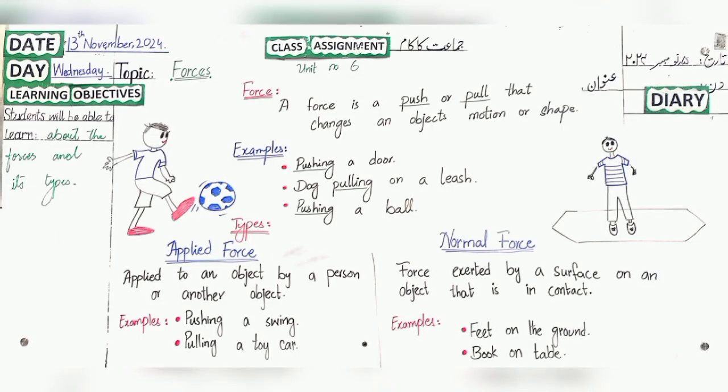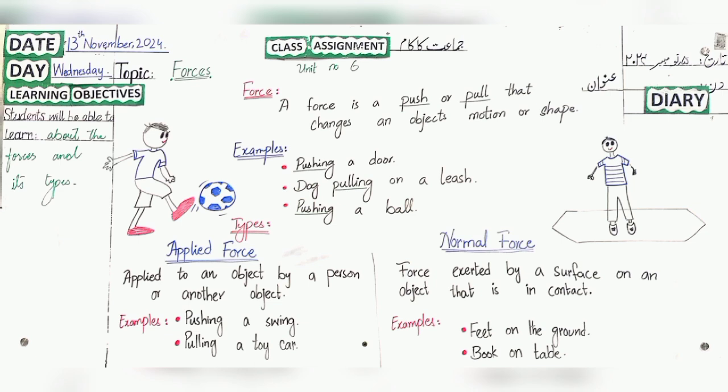Today we are going to start our chapter, unit number 6, which is forces. So here is a question: what is force? A force is a push or pull that changes an object's motion or shape. You can take examples like pushing a door, a dog pulling on a leash, and pushing a ball. These are all forces that you are applying on objects.